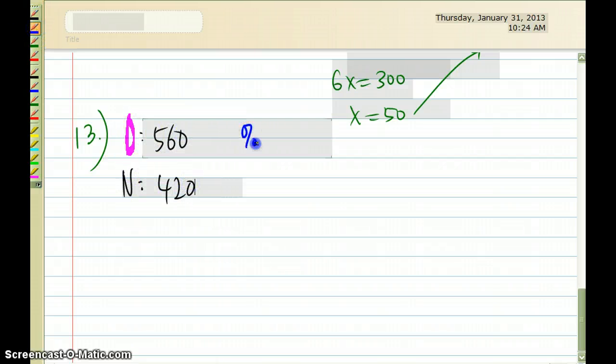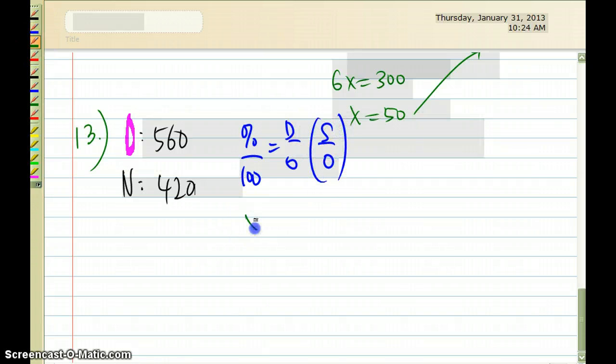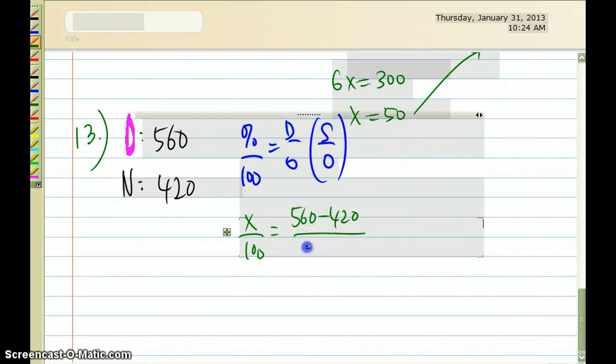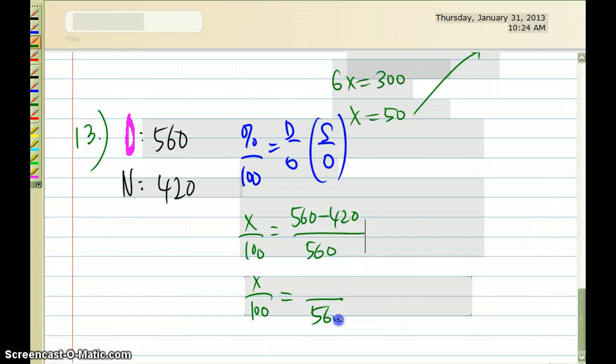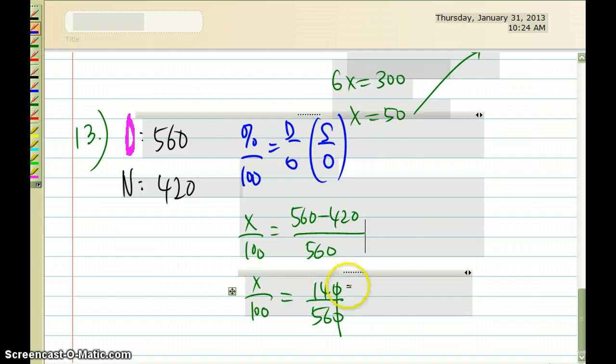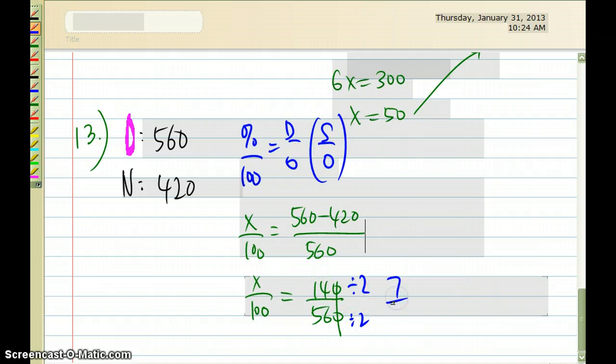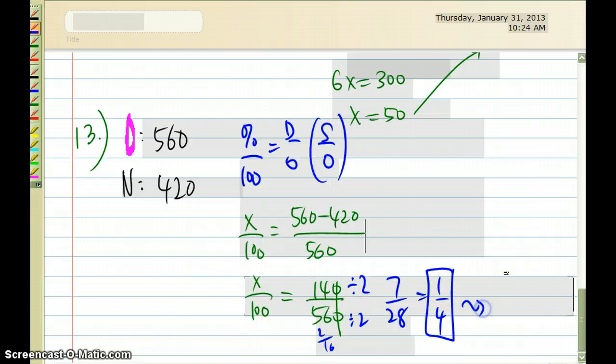So here I would do the same thing. Percent over 100 equals D over O. Or if you'd like to think about it as S over O for subtracting, that might help you a little bit more. You're going to get x over 100 equals 560 minus 420, and the original was the 560, more expensive. So x over 100 would equal, if I subtract that, 140 over 560. I'm going to simplify this fraction here, get rid of the zeros, divide both by 2, giving me 7 over 28, which is the same as 1/4. And wow, even that, I know that 1/4 is again the same as the percentage that represents 25%.